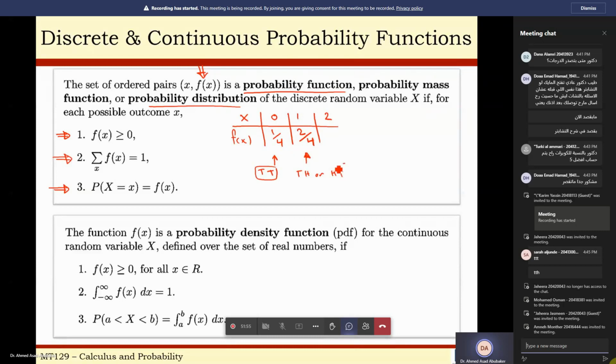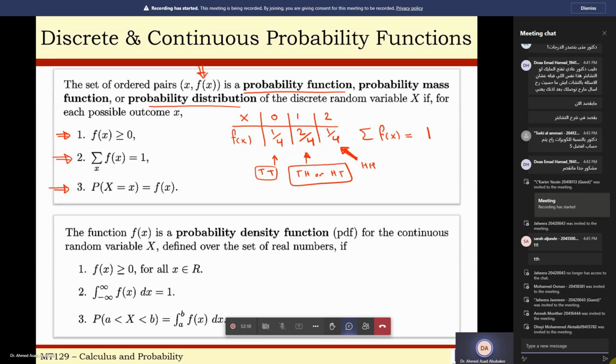Also, if we have 2 heads, this is 1 outcome, so 1/4. Look at this. The summation of f of x equals what? It must be equal to 1, because the first is 1/4, the second 2/4, the third 1/4. If we sum all the probabilities, we have 1.